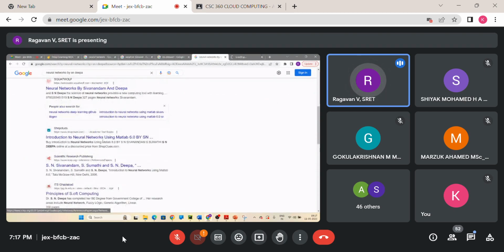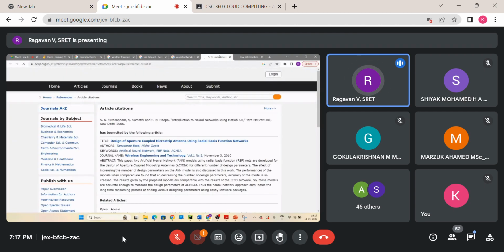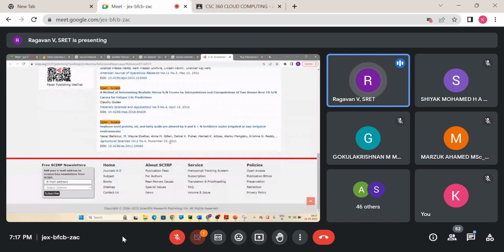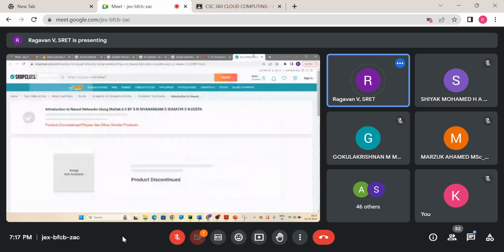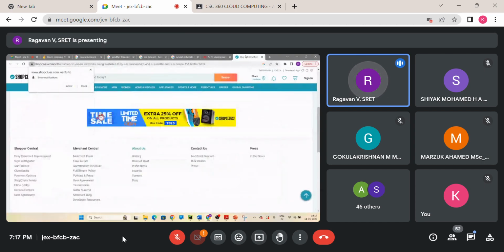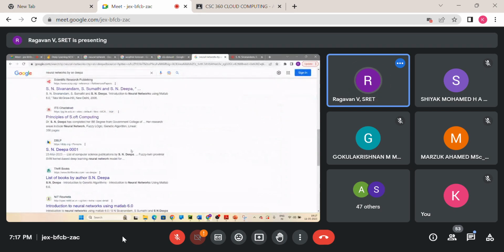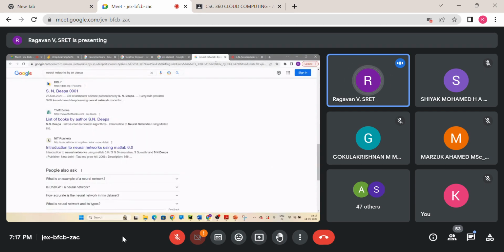Many people are not using these books, but I recommend it. This is a good book. IITians and non-university students are using these books. This is a concept-oriented book. If you have any doubt on concepts like perceptron, weights, optimal weights, and error calculation, this book will definitely help you.